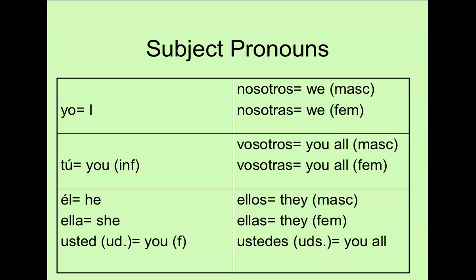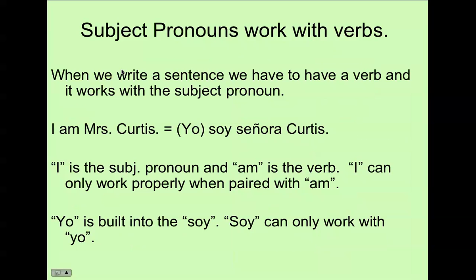You will need to memorize these subject pronouns before your next quiz or test. It is very important that you know them since they are going to help you conjugate every verb that we do this year, and there are many of them. The job of a subject pronoun is to work with a verb. When we write a sentence, we have to have a verb, and it has to work with our subject pronoun. For example, I would say, I am Mrs. Curtis, or I would actually say, I am Ms.